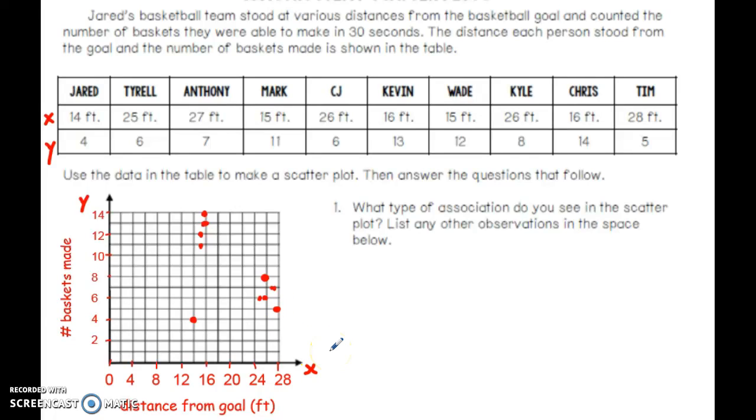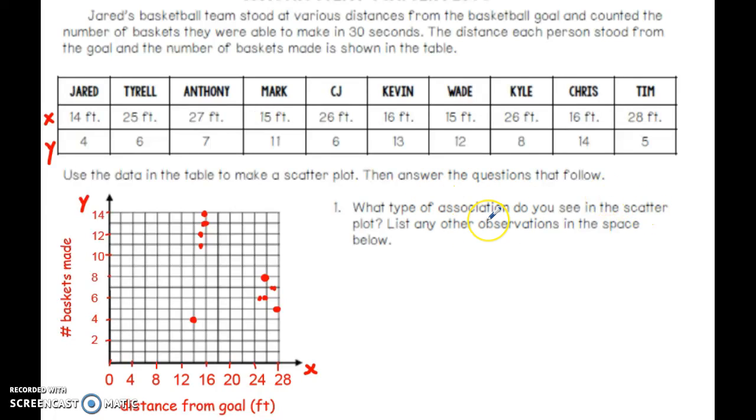So unlike the scatter plots that we looked at the other day, we tend to have a grouping of points here and here, where the people who made the baskets really made similar numbers of baskets at this distance and at this distance. You'll notice this one point over here, I believe this was Jared. He had kind of a unique value: he was able to get 4 baskets at 14 feet away from the basket. So first, we're going to talk about the type of association we see in the scatter plot.